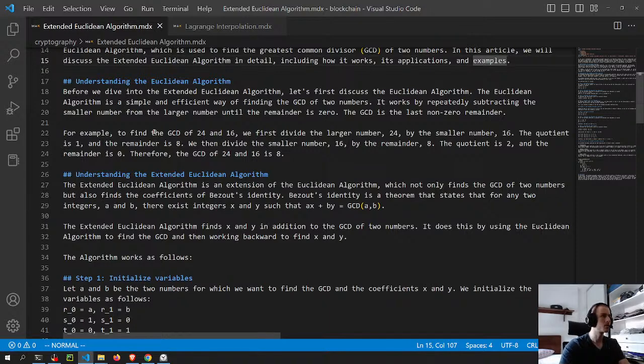Yeah, I don't know. For example, to find the GCD of 24 and 16, we first divide the larger number, 24. Yeah, that's what I was thinking. Quotient is 1 and the remainder is 8. We then divide the smaller number, 16, by the remainder 8. Actually, that's true. And the remainder is 0. Therefore, the GCD of... Okay.